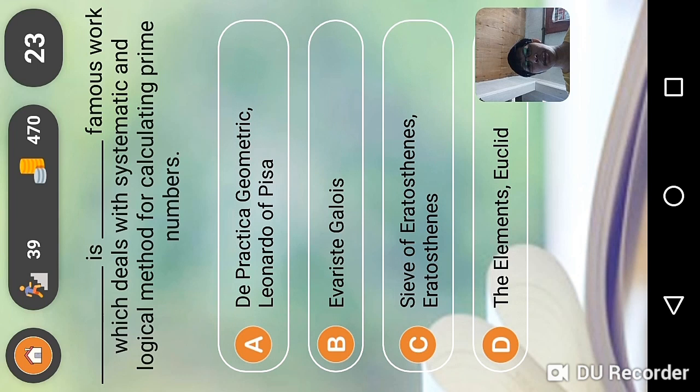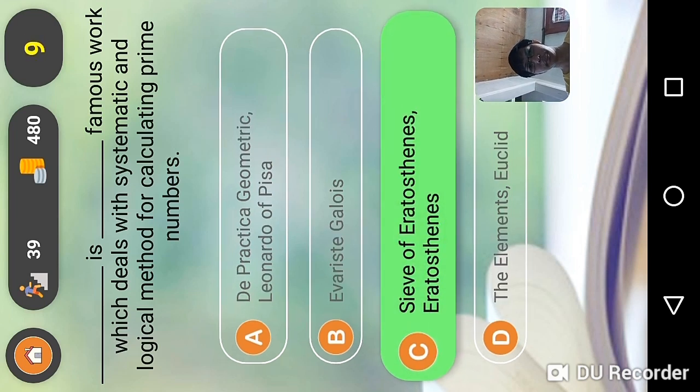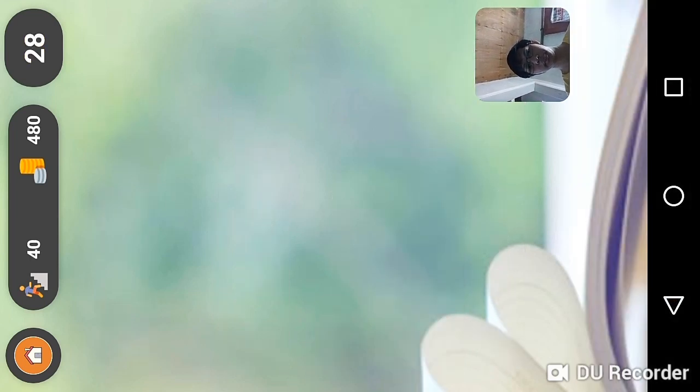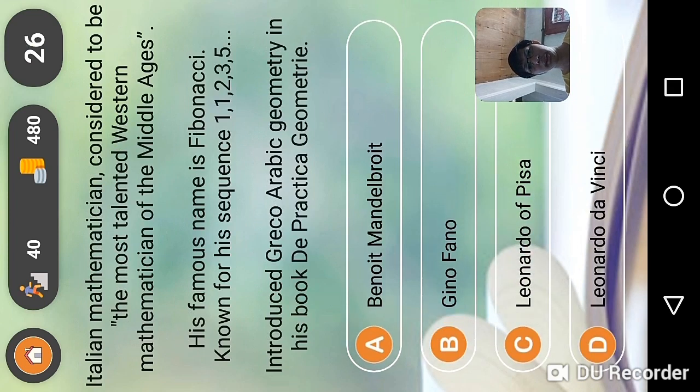Blank is a blank famous work which deals with systematic and logical method for calculating prime numbers. Sieve of Eratosthenes. Italian mathematician considered to be the most talented Western mathematician of Middle Ages. His famous name is Fibonacci, known for his sequence 1, 1, 2, 3, 5. Introduced Greco-Arabic geometry in his book De Practica Geometriae. Leonardo of Pisa.